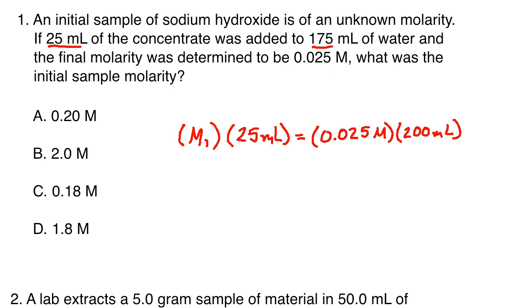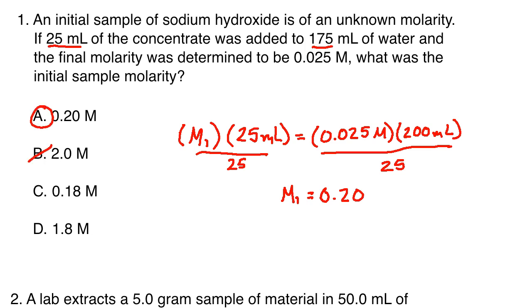So if you go ahead and simply algebraically rearrange this, you would divide each side by 25. And by doing that and solving what you have on the right over there, you will come to M1 equaling 0.2. And so the correct answer would be A in this case. All right.